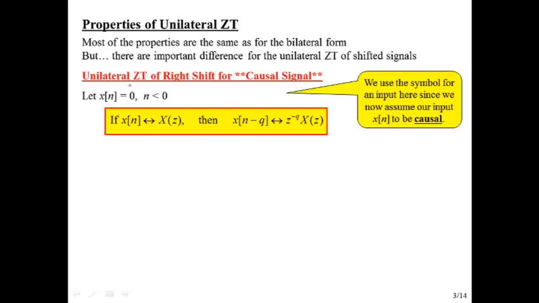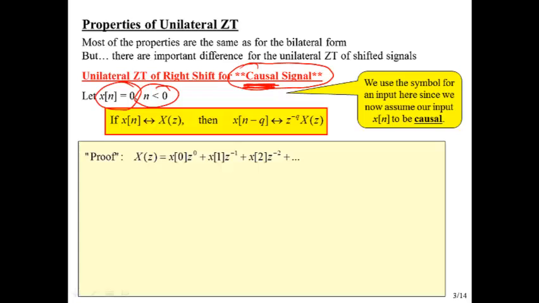So let's suppose we have a signal x(n) that's equal to 0 for all n less than 0. So this is what we call a causal signal. And so now the property that holds for that is exactly the same as for the bilateral, but this only holds for causal signals. So let's see if we can prove why that is.